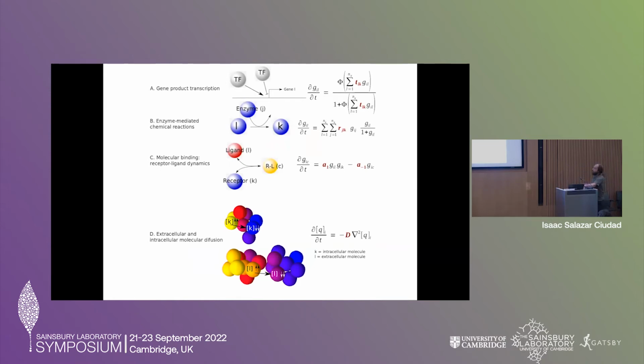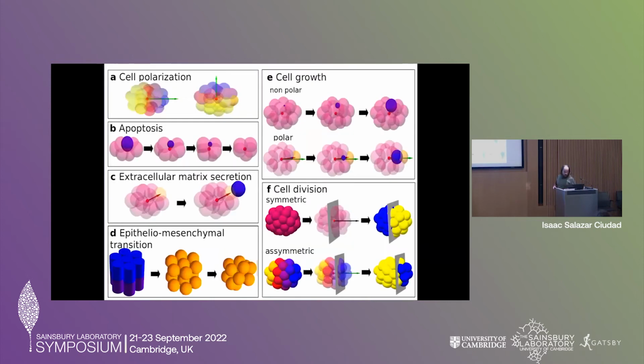So we have a gene network, and some of the genes can diffuse either within the cell or between the cells, and then actually act as a growth factor, so paracrine factors, if you want. And then cells can do the kind of things that they normally do. They can divide in a symmetric or asymmetric way. They can grow in a polarized or non-polarized way.